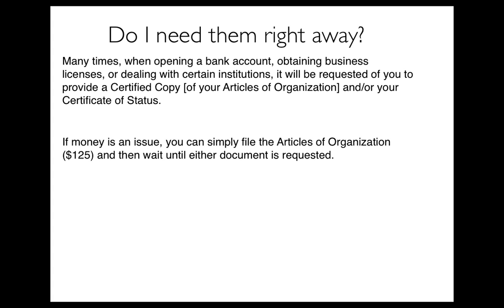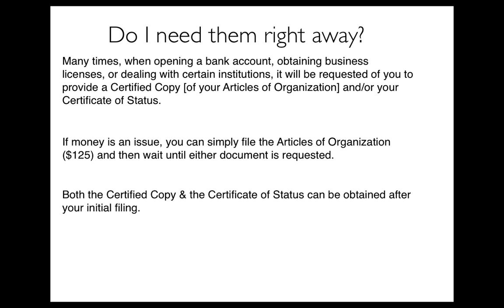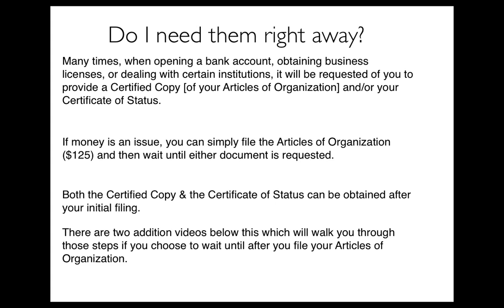If money is an issue, you can simply file the Articles of Organization now and then wait until either document is requested. Both the certified copy and the certificate of status can be obtained after your initial filing. There are 2 additional videos below this which will walk you through those steps if you choose to wait until after you file your Articles of Organization.